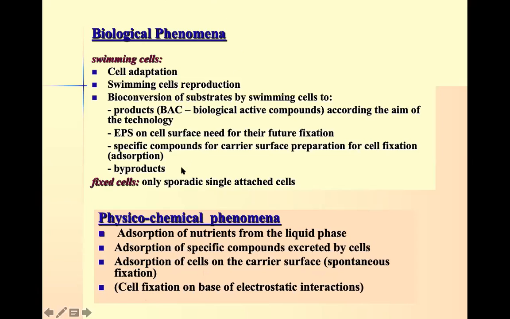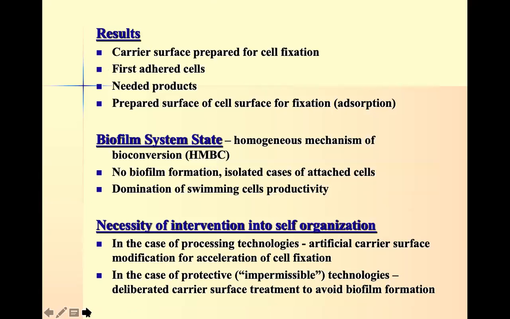So these are the biological phenomena taking place during the first stage of biofilm formation. What are the results? Carrier surface prepared for cell fixation. First adhered cells, needed products. That means they need some products for the adherence as well as their nutrient. Prepared surface for cell fixation, so that other cells can fix. So they prepare the carrier surface so that others can fix there.